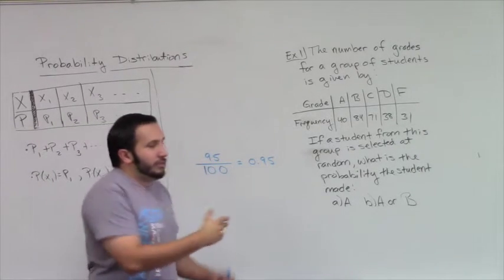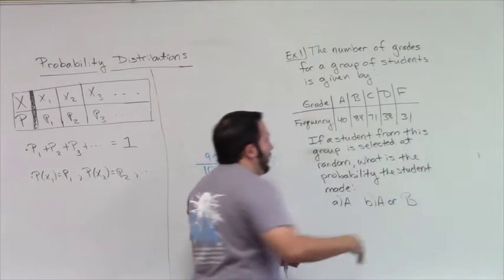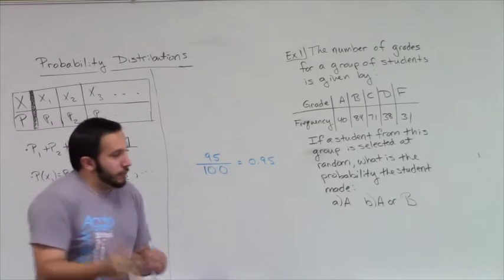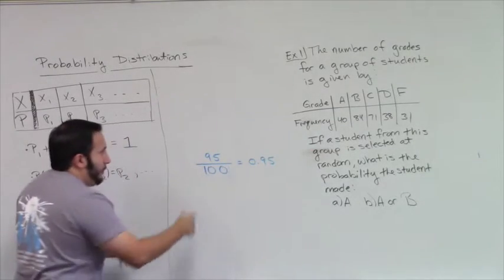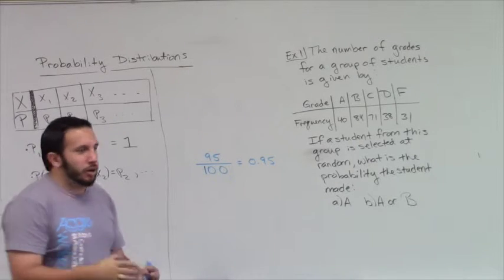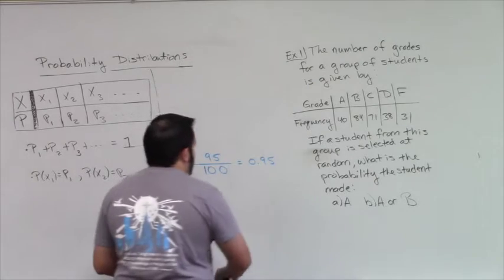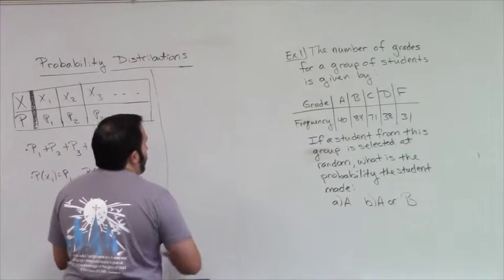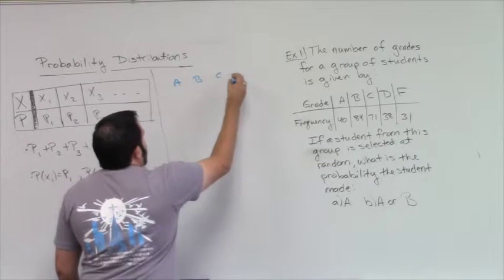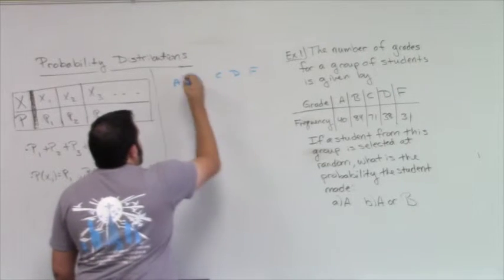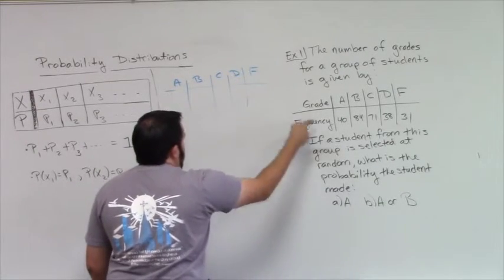And that's what I'm going to do here. They gave me a frequency. They told me how many got each grade, but they didn't tell me the total. You first need to find the total amount, and then take your frequency and divide it by that total amount to remake the table. Once you remake the table, then you can answer whatever questions you have. So, let's remake this table. You're going to have A, B, C, D, and F. Let's see what goes under each for my probability.